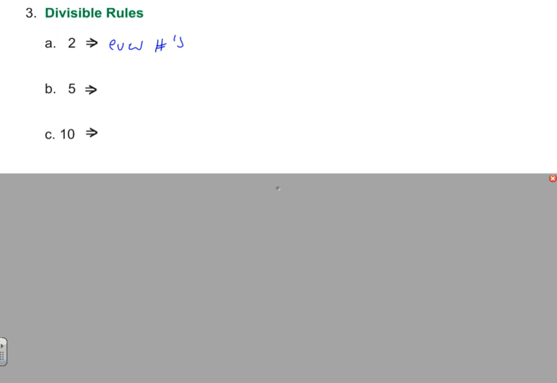So the divisibility rule for twos is any even number. If it's an even number, it's divisible by two. And let me just help you out. What's an even number? Well, of course, the number ends in 0, 2, 4, 6, or 8.